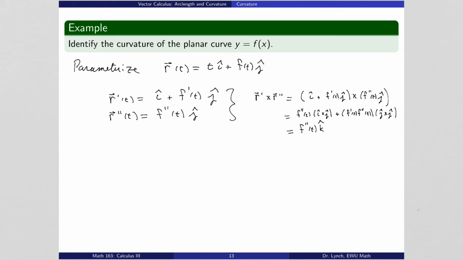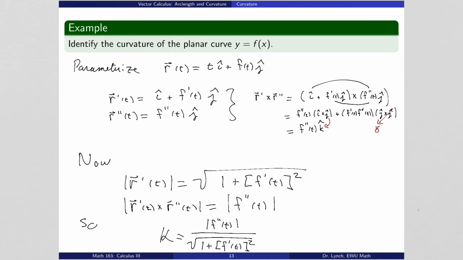So here's that cross product. R prime cross R double prime is (I plus F prime J) cross with F double prime J. Of course, distributing, this is F double prime I cross J and F prime times F double prime J cross J. Now, of course, J cross J is just the zero vector. The cross product of the vector with itself is 0. And I cross J just gives you back K. So this cross product reduces simply to F double prime K hat.